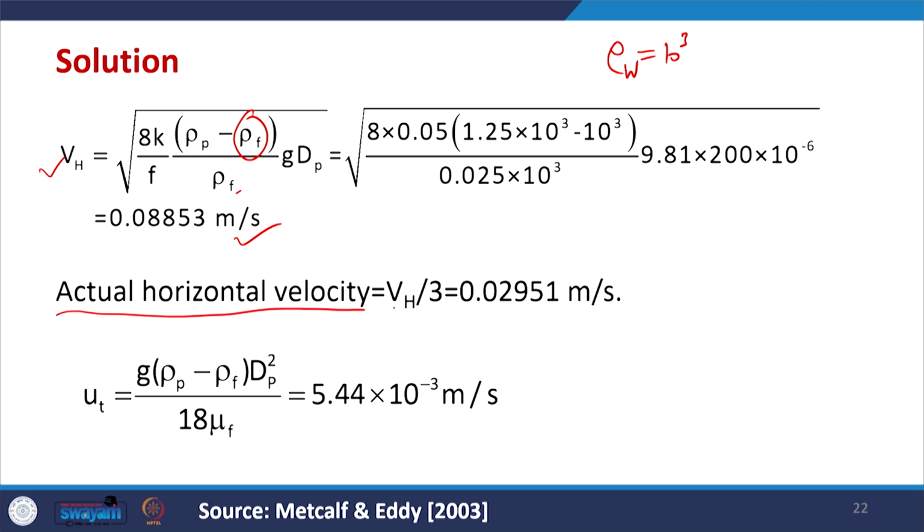Now, it is suggested that the actual horizontal velocity needs to be 1/3 of that. So, that means Vh times 1/3, which is 0.02951 meter per second. Now, next we calculate the terminal velocity.